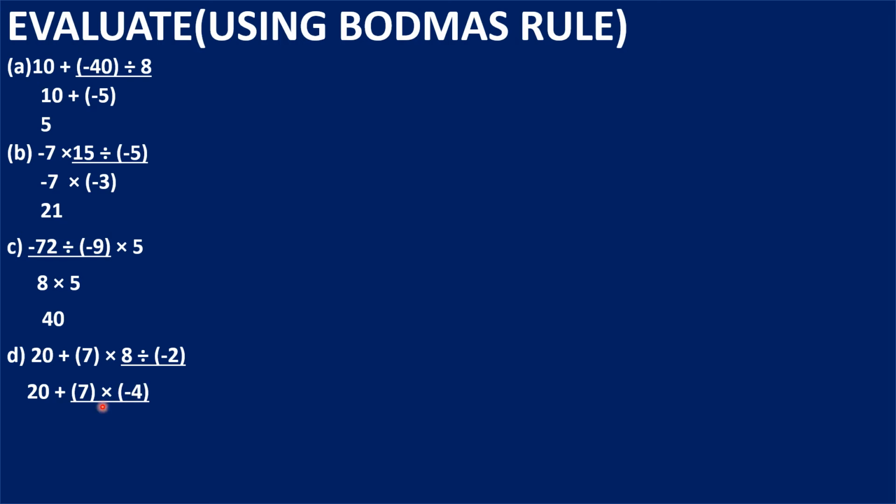So after division, I have to perform the multiplication. So I underline this 7 into minus 4. Different sign, minus 7 into 4 is 28. So it is 20 plus minus 28. So my answer will be minus 8. Hope you understood how to evaluate these mixture of operations using BODMAS rule.